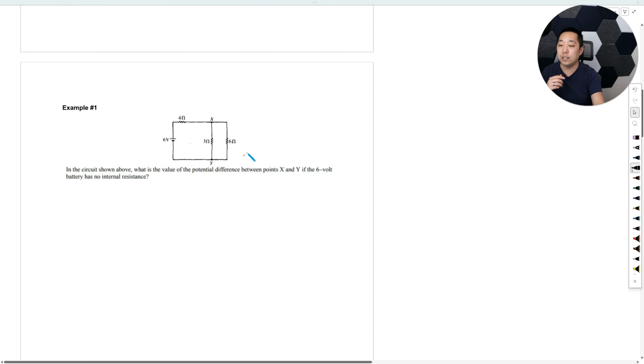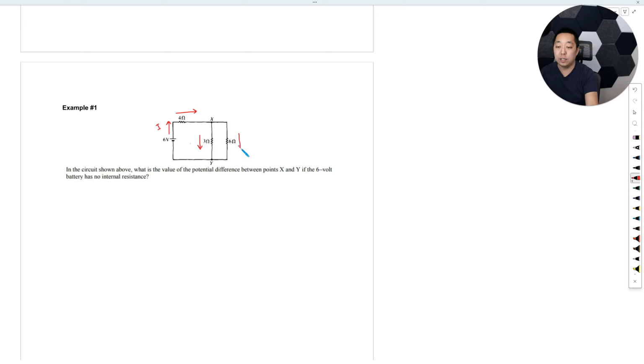Okay, so for example here, in the circuit above, what is the value of the potential difference between points X and Y if the 6-volt battery has no internal resistance? So here's an example. We're going to draw the current, and I'm going to draw it in red. The current is going to come out of the battery here. This is going to be my I. It's going to flow this way, and then it's going to split between two branches over here.